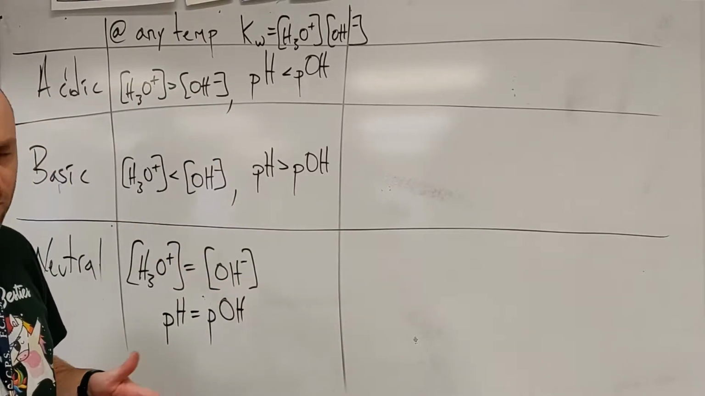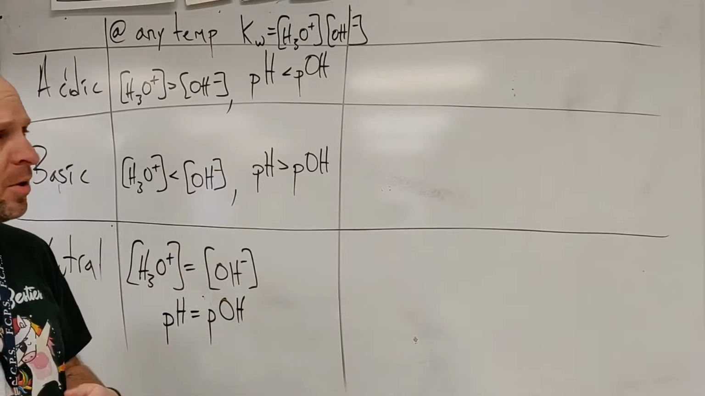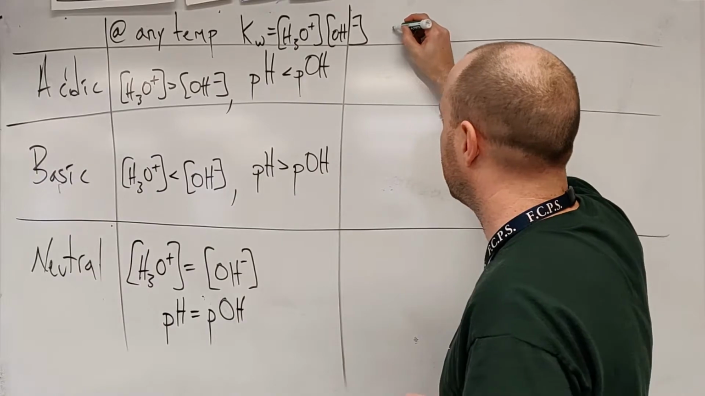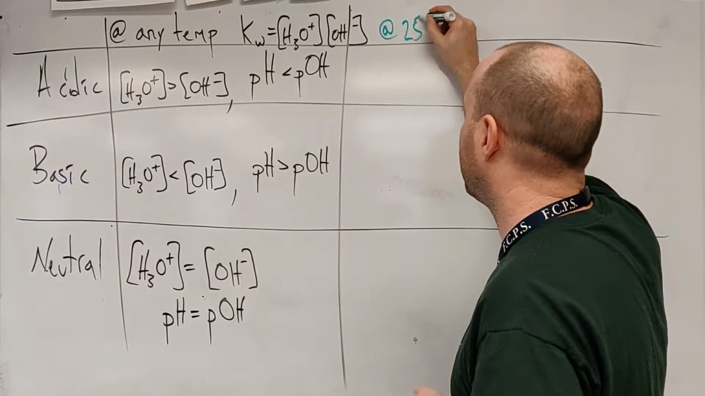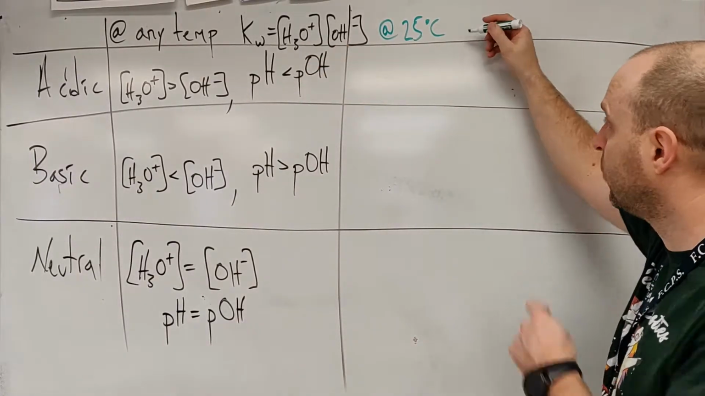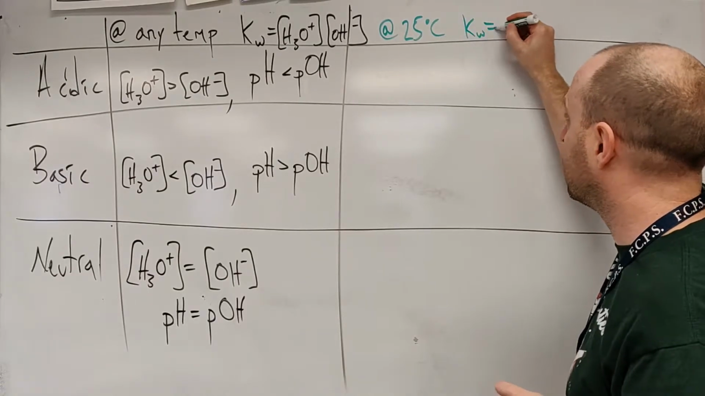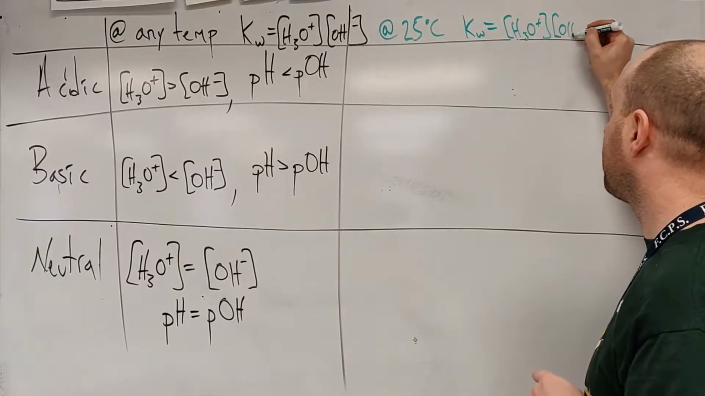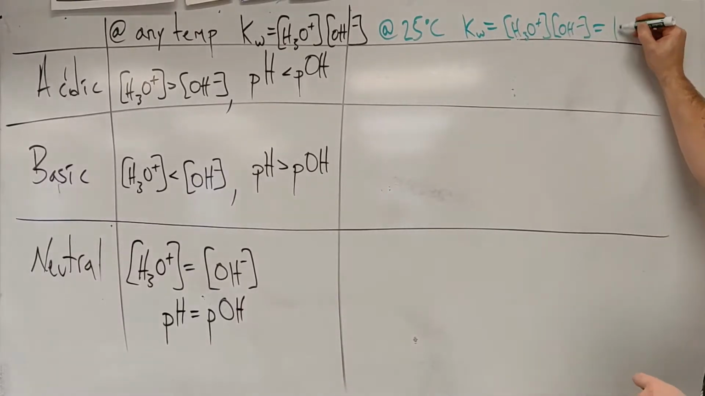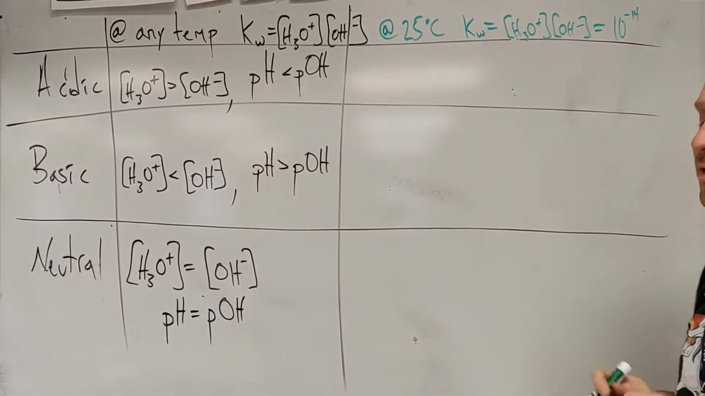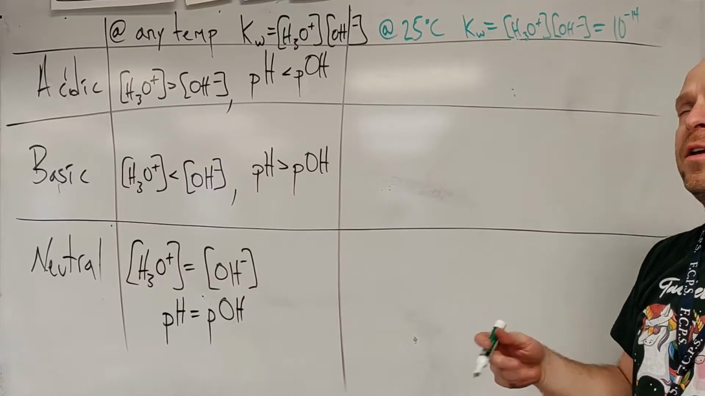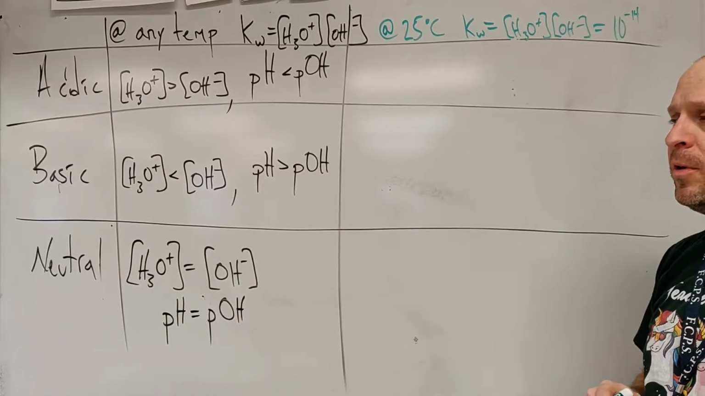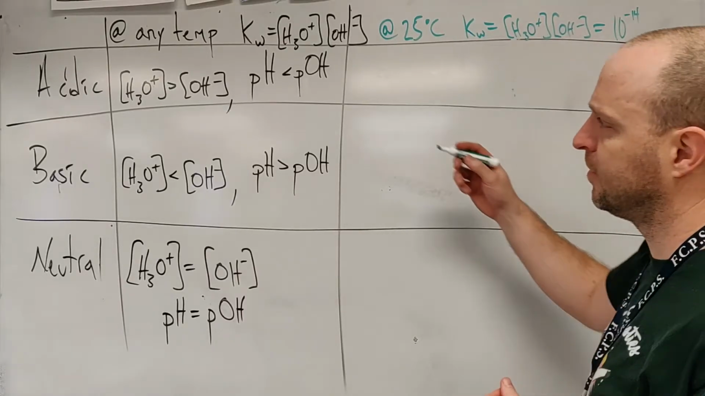So a specific situation, and this is what most people are used to in terms of numbers and relationships, is at 25 degrees Celsius. What's true? At 25 degrees Celsius, this is still true: Kw is H3O plus times OH minus. But it has a value, and that is 10 to the minus 14th. So if we look ahead, a little foreshadowing, the number 14 there is a number that a lot of people recognize in terms of acids and bases.